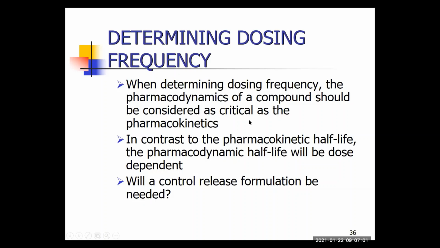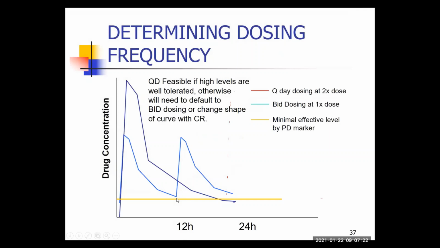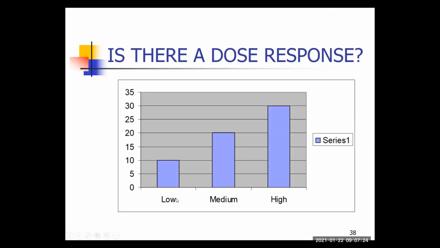And dosing frequency. When determining dosing frequency, the pharmacodynamics of a compound should be considered as critical as pharmacokinetics. So in contrast to the PK half-life, the PD half-life could be dose dependent. And we need a controlled release formulation and all these kinds of issues. All right, we looked at this before. So let's get into dose response.